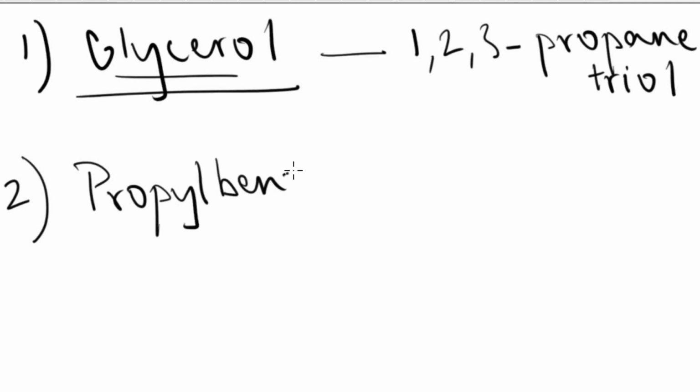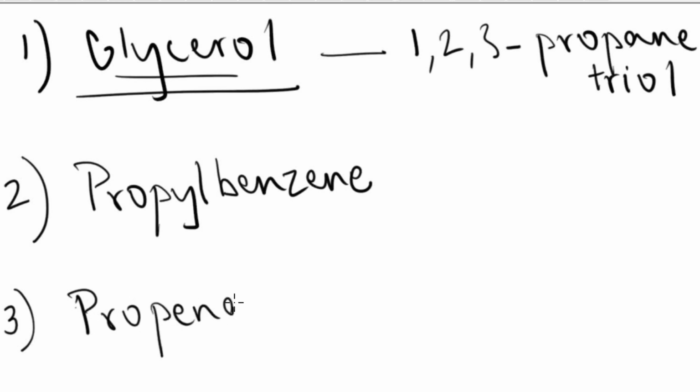The second one was propyl benzene. You had a benzene molecule with propyl attached. The third one was propanol. So you had an aldehyde group, which is null, and you had an alkene, so propanol.